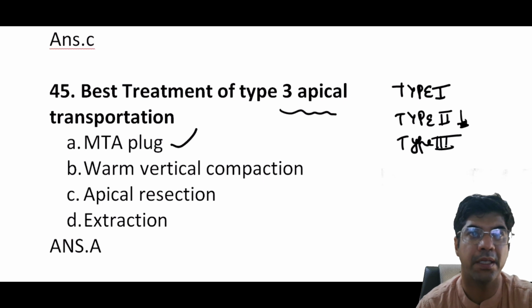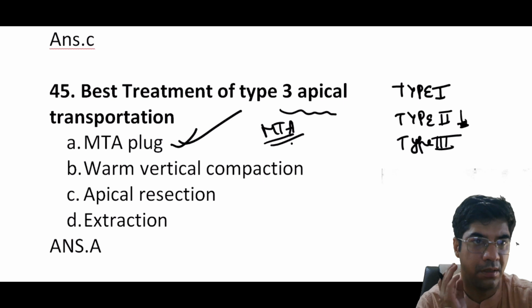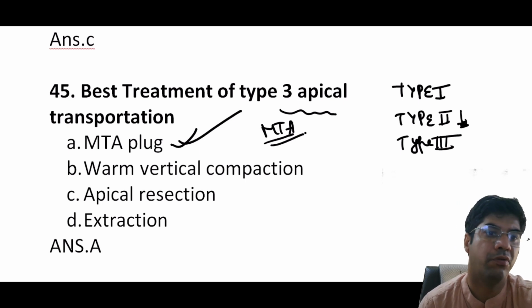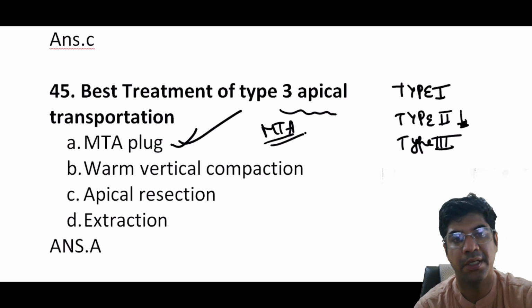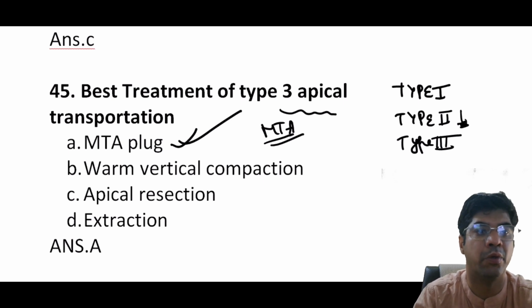So the MTA plug, remember the MTA plug, it is used to create an apical barrier in this situation and provide a seal that promotes healing and prevents bacterial leakage. So for type 3 apical transposition, the treatment involves using an MTA plug to effectively create an apical barrier due to the significant relocation of the foramen.